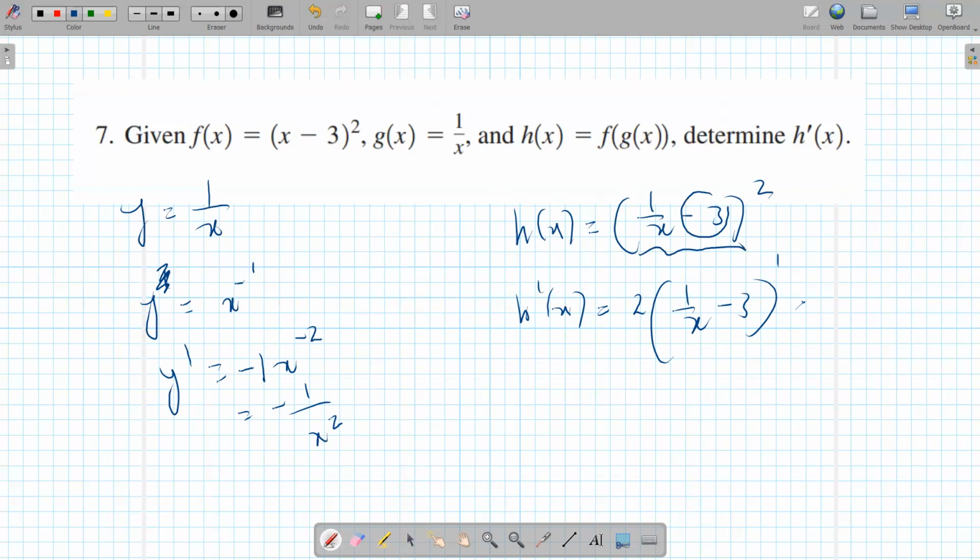The derivative of minus 3 is 0, so that's gone. The derivative of 1 over x we found here. It's going to be negative 1 over x squared. So you multiply that by negative 1 over x squared. And you're done. Okay.